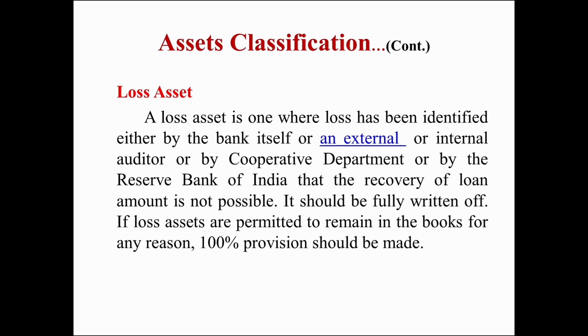The next category of non-performing asset is loss asset. A loss asset is one where loss has been identified either by the bank itself, an external or internal auditor, a cooperative department, or the Reserve Bank of India, and the recovery of the loan amount is not possible. It should be fully written off. If loss assets are permitted to remain in the books for any reason, 100% provision should be made.